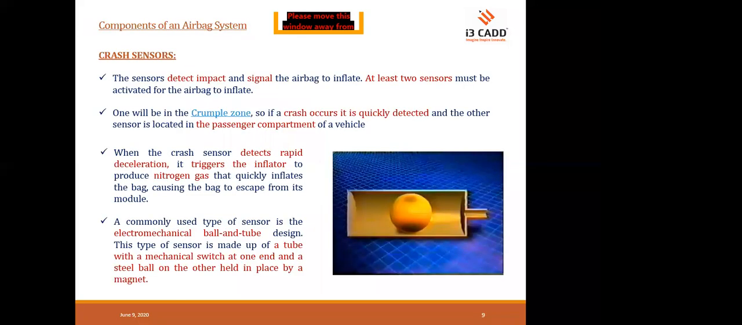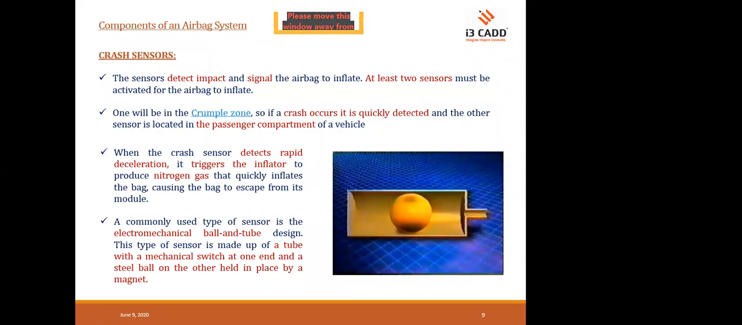So the first one is your crash sensor. The sensors detect impact and signal the airbag to inflate. At least two sensors must be activated. Nowadays your modern cars have more than four sensors to detect the collision. But in a typical system, at least two sensors are needed because the ACU will not take decisions depending on a single sensor. Right? So at least two sensors are needed to trigger this. Of these two sensors, one will be in your crumple zone.